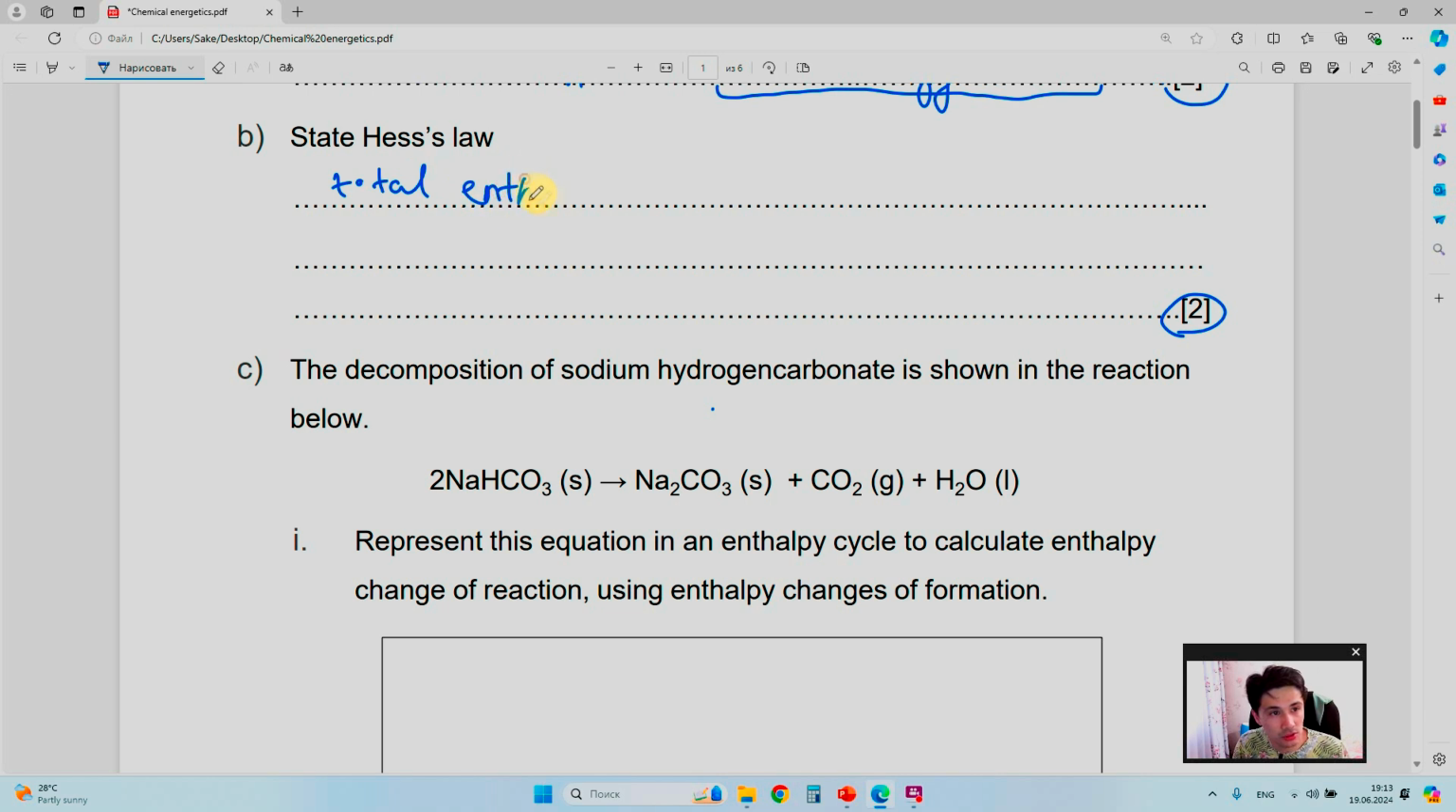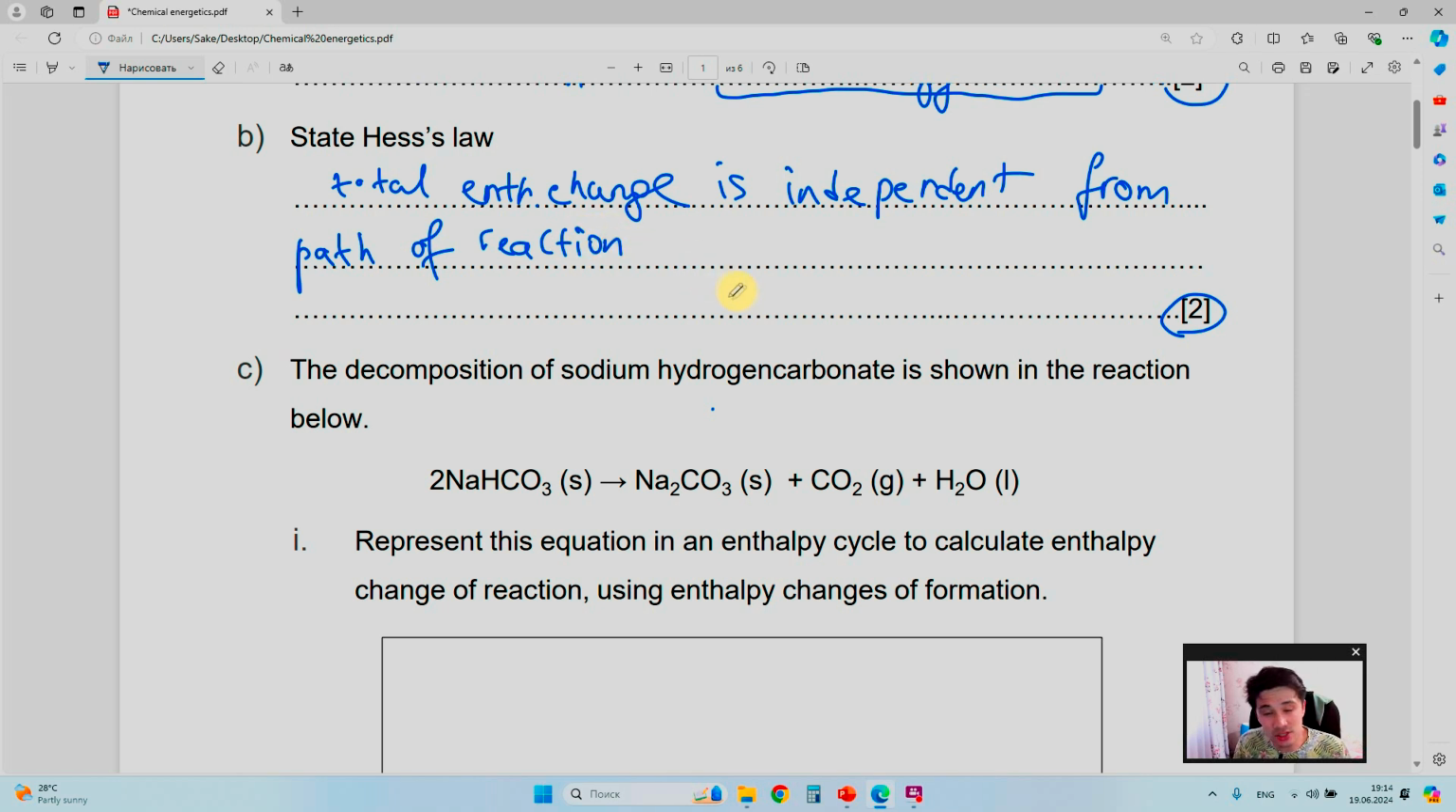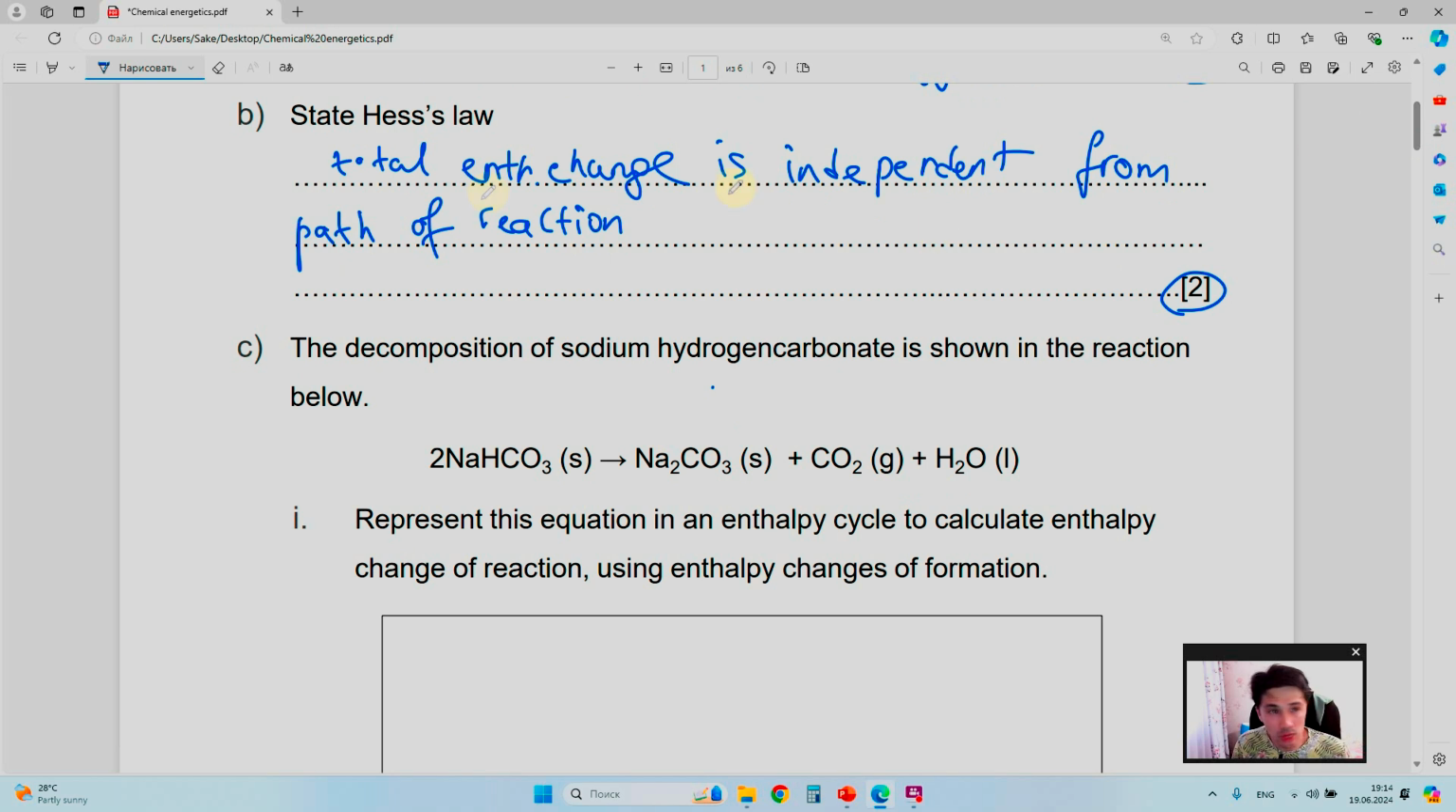enthalpy change is independent from path or route of reaction. And you can mention that it only depends on initial and final states. That's it. Alright, so this gives you 2 marks.